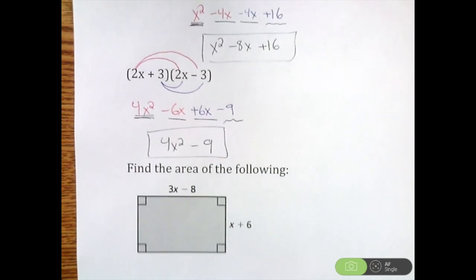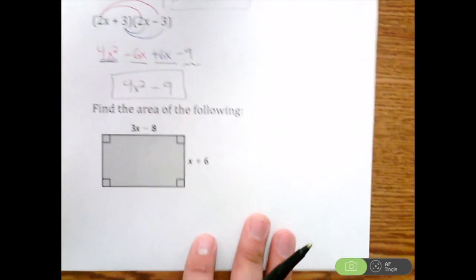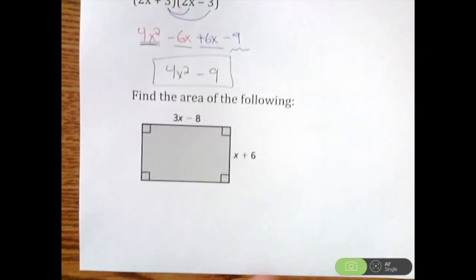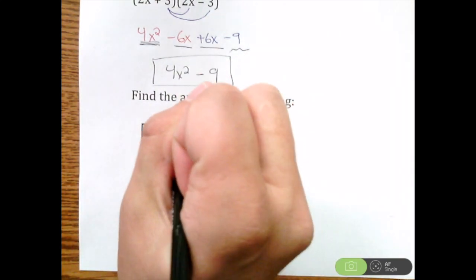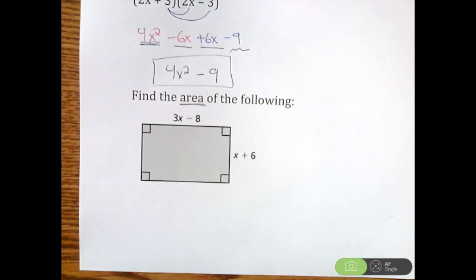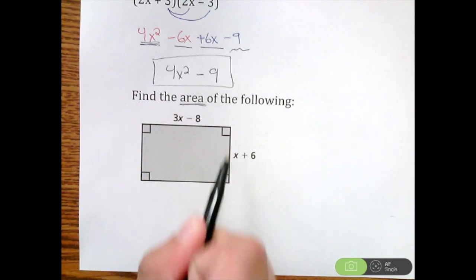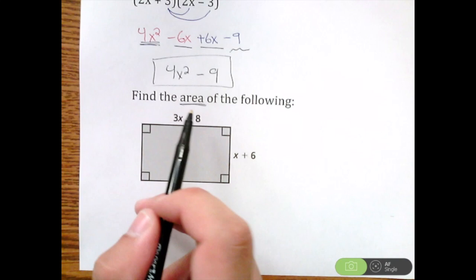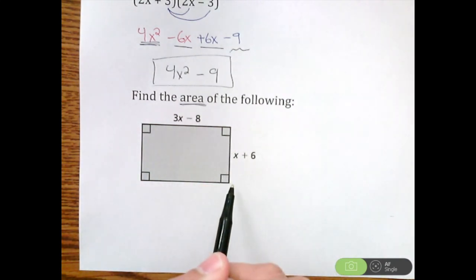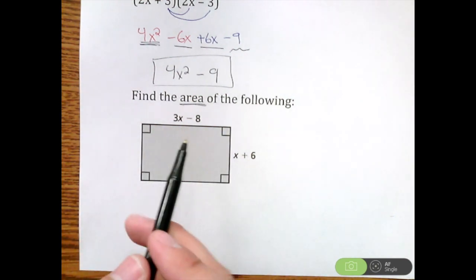All right, one last example, a little application problem here. Use a few other things. We're going to find the area of the following rectangle. Things you need to be thinking about is, first off, what in the world is an area? The area is just the base times the height. So the bottom times the side. You don't want to mix this up with perimeter. Perimeter is just taking all the sides and adding all the way around. So we just want the area, which is base times height.